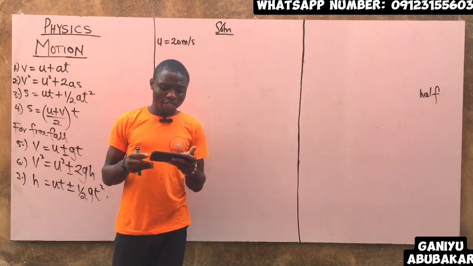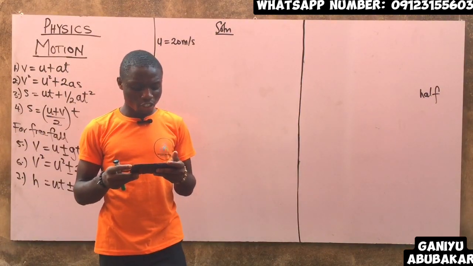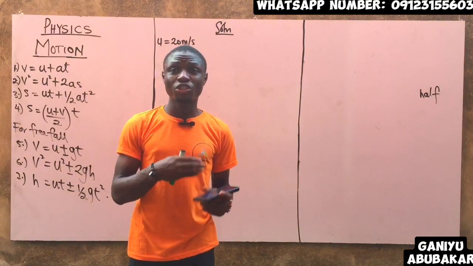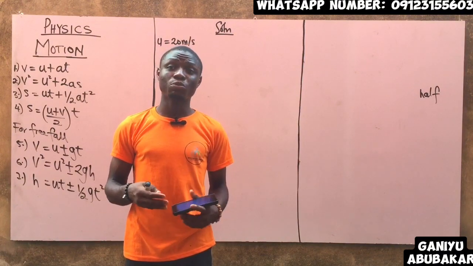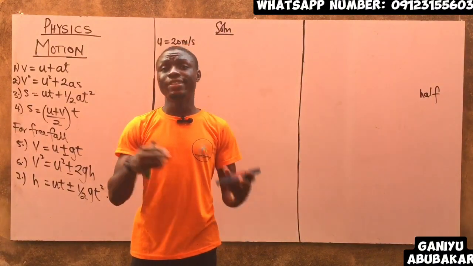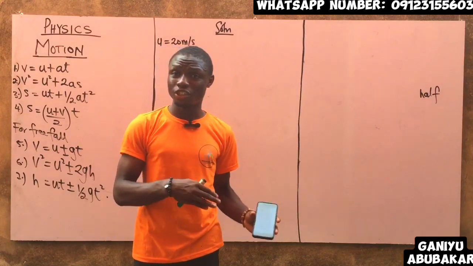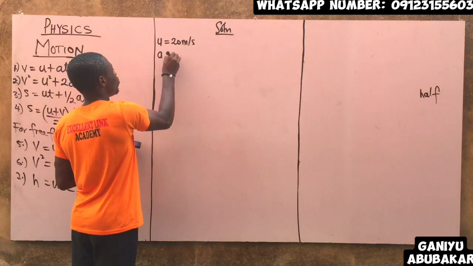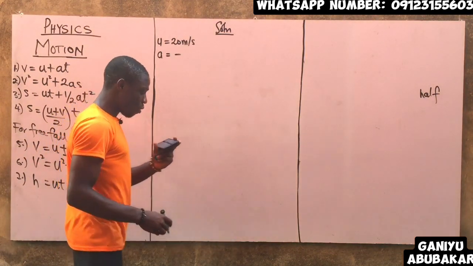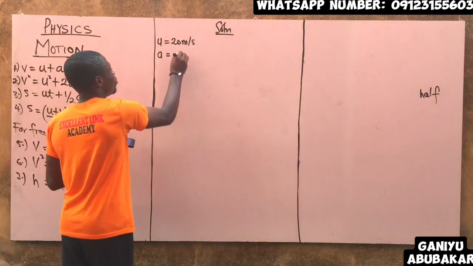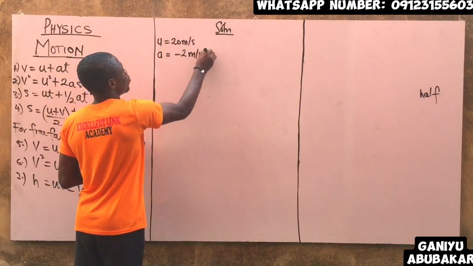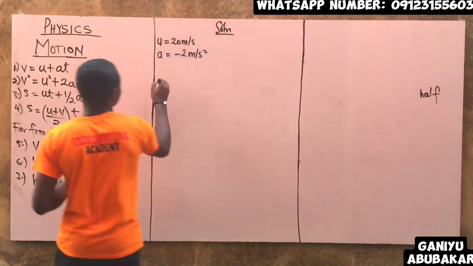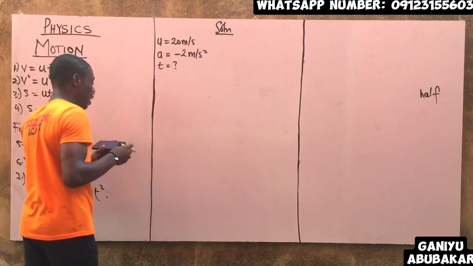Next, it is subjected to a uniform deceleration of 2 meter per second squared. You are hearing the word deceleration. We just discussed that deceleration, or retardation, is negative acceleration. So I'm hearing deceleration, it also means acceleration, but a negative acceleration. So a is given to be minus 2 meter per second squared. I'm told to calculate the time, so I'm looking for time t.